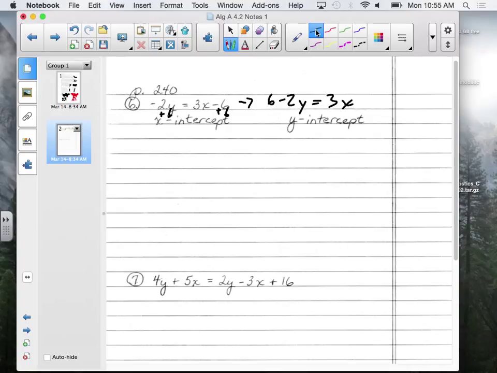So 6 minus 2y. If we're looking for the x-intercept, what do we plug in? 0 for y. Okay, so 6 minus 2 times 0 equals 3x. Negative 2 times 0 is 0, so 6 equals 3x.